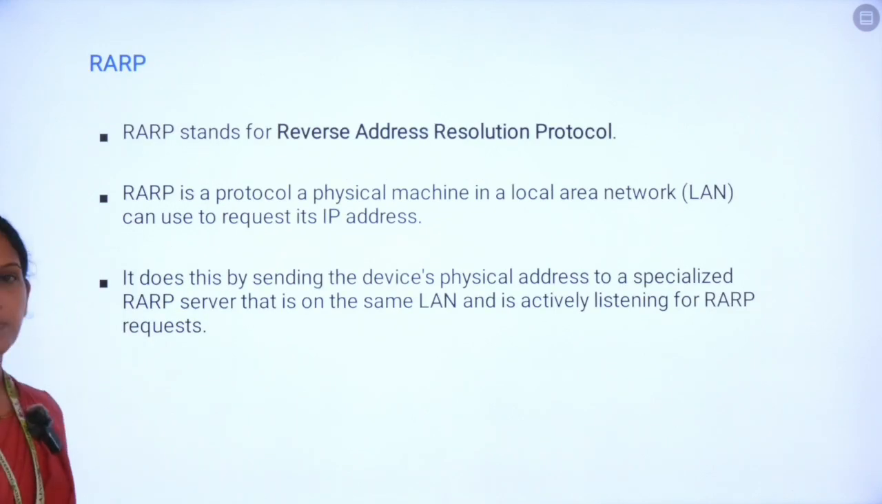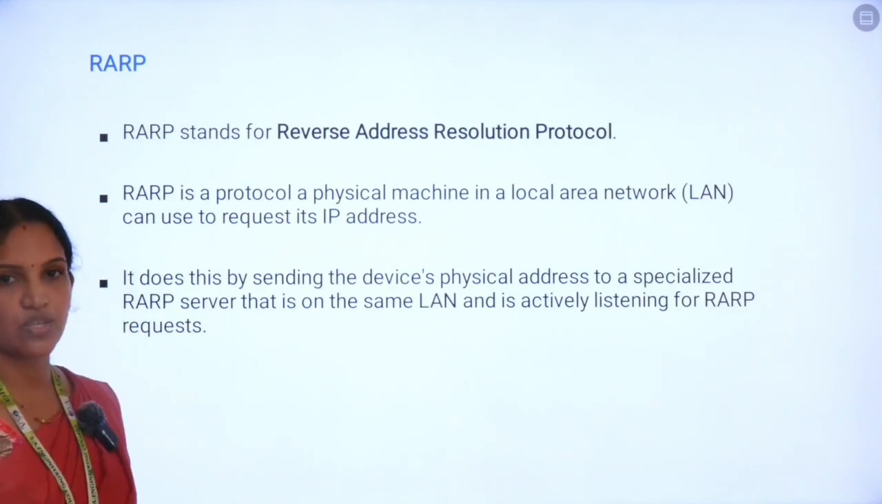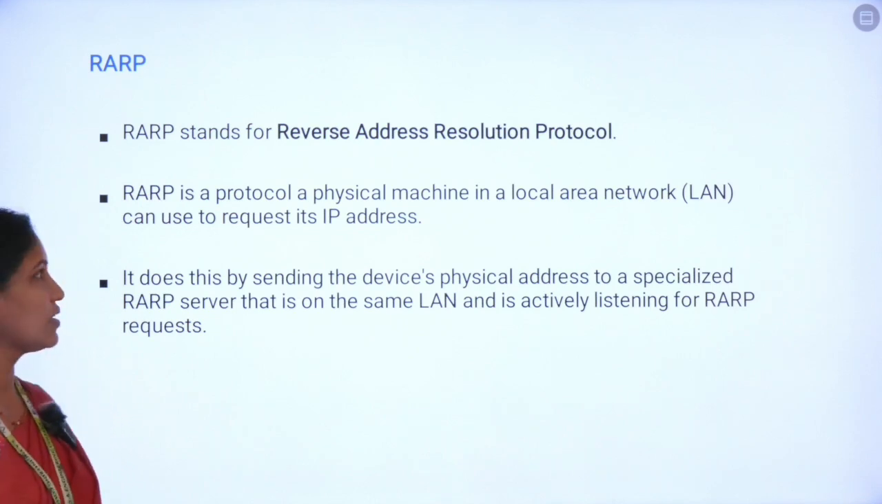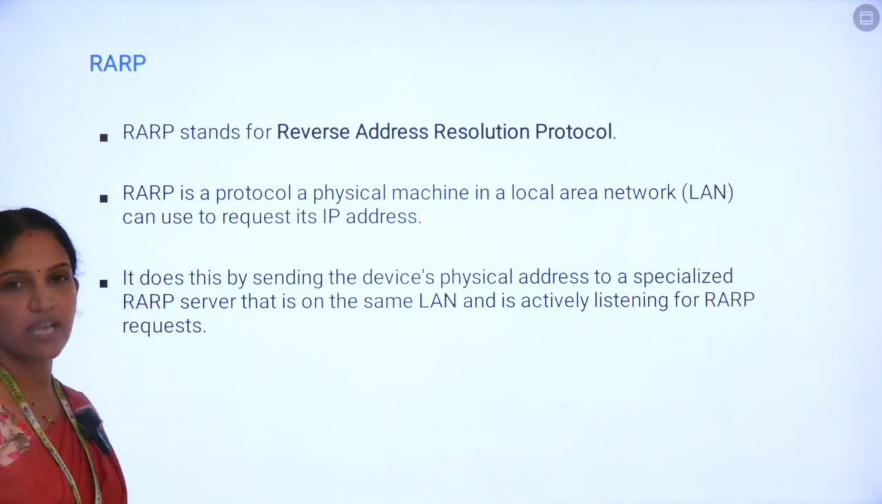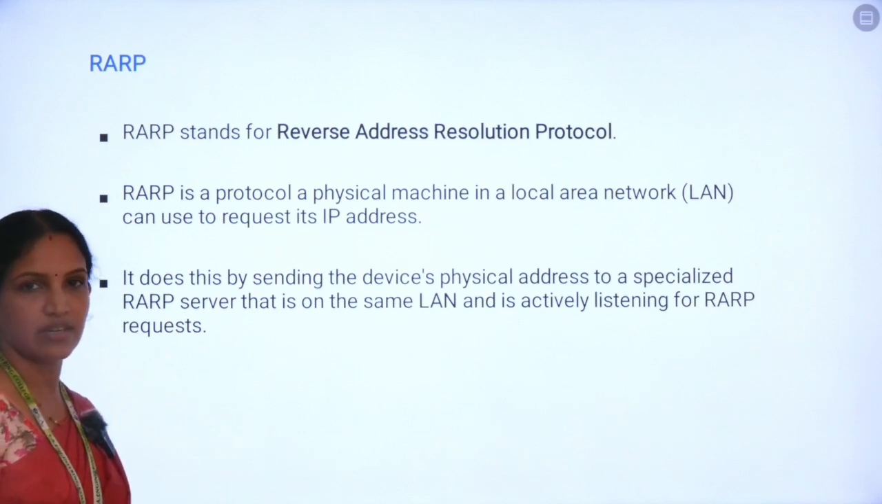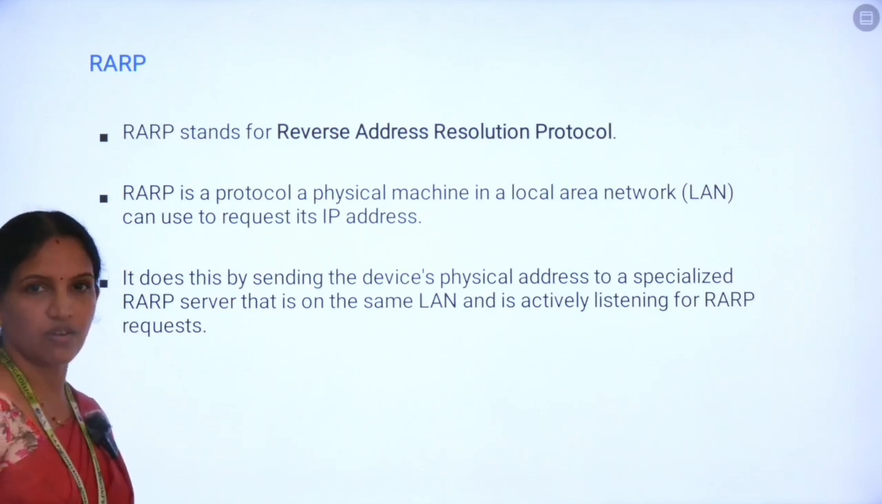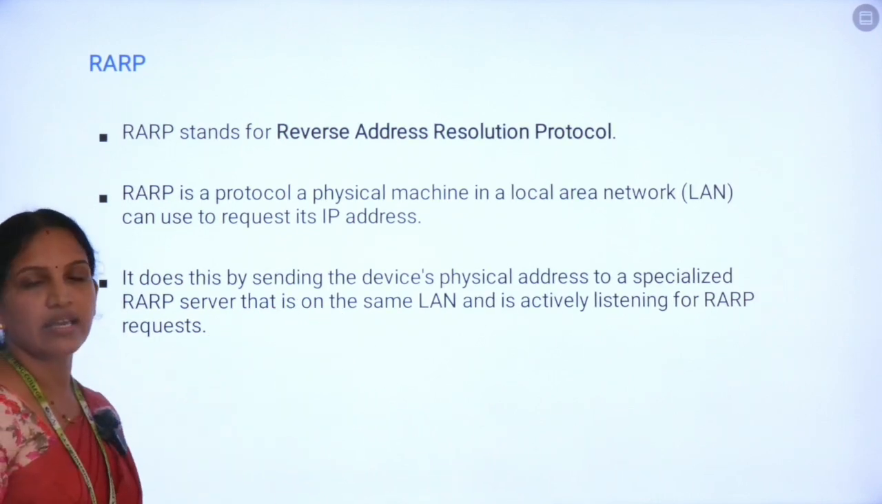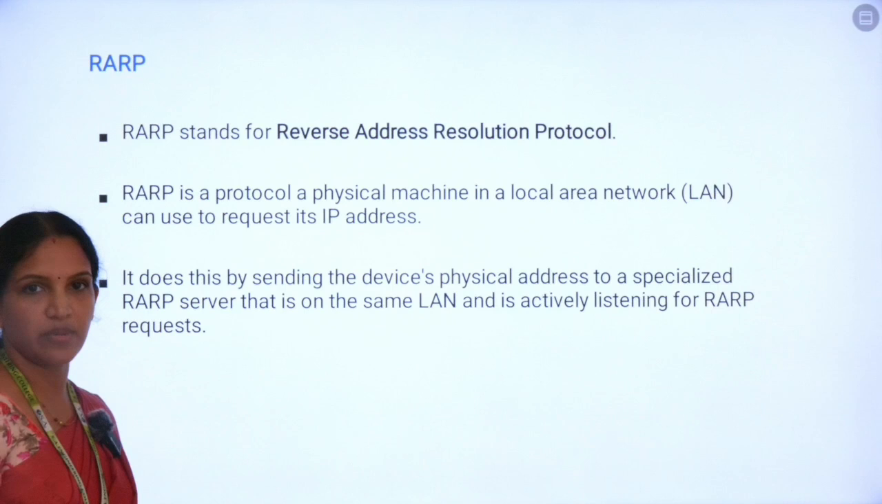Next is RARP, which stands for Reverse Address Resolution Protocol. It is a variant of ARP. As the name implies, it does the reverse operation of ARP. It will find out the IP address when the physical address is known. For that there is a server called the RARP server which will be in the same LAN.